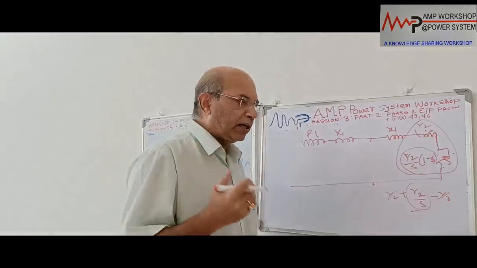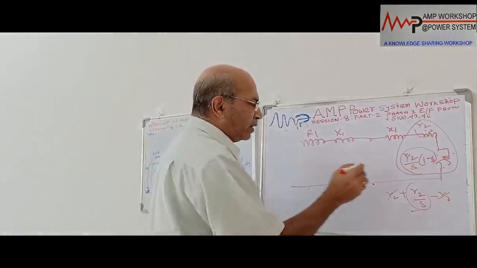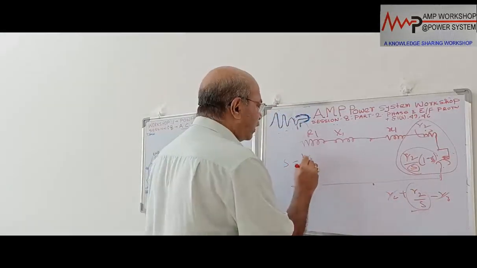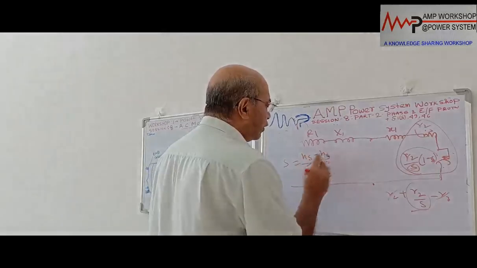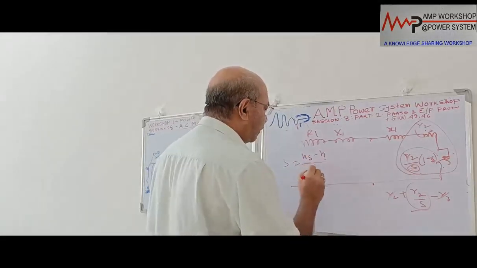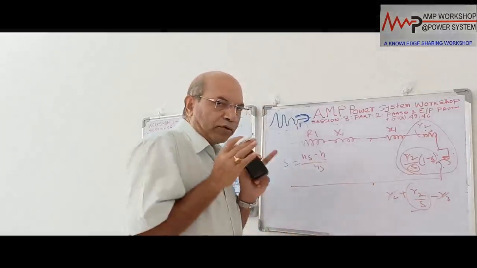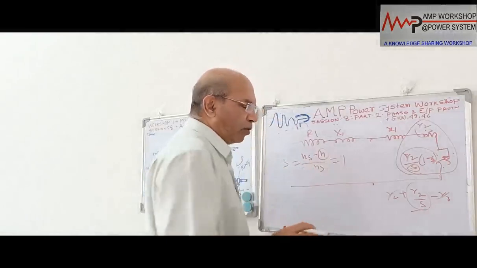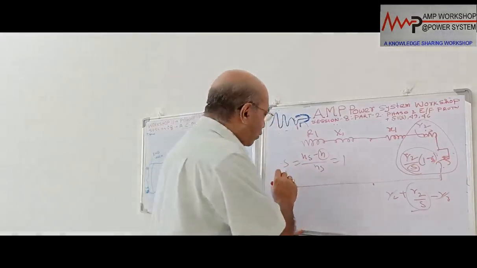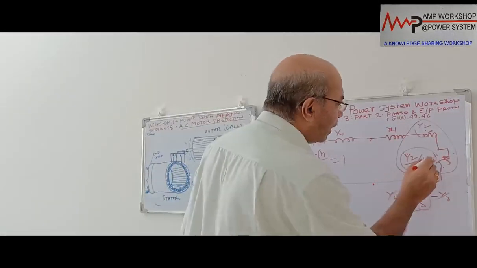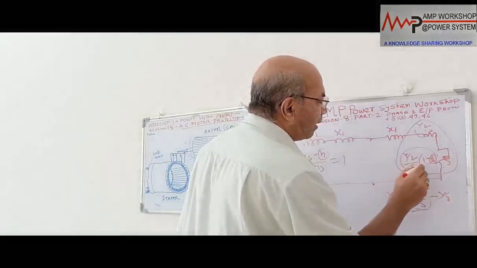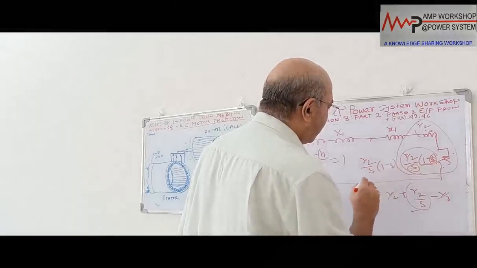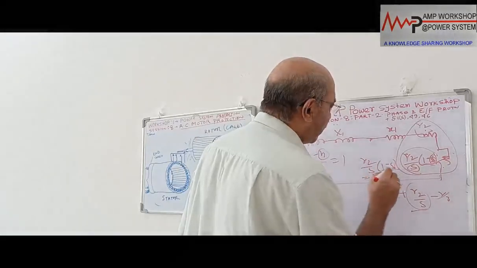Now during starting time, the motor is at standstill, and S is the slip. We have already discussed slip: S equals synchronous speed minus motor speed, divided by synchronous speed. Now when the motor is at standstill, N equals 0. That means S equals 1. So when the motor is going to start, at that time the motor slip is 1, and if we put S equal to 1, then what is happening? R2 by S into (1 minus S) becomes 0, because S is equal to 1, so 1 minus 1 is 0.